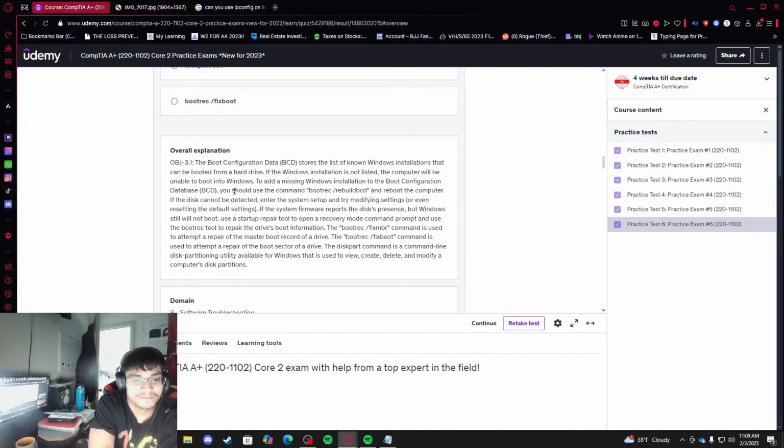If the system firmware reports the disk presence, but Windows still will not boot, use the startup repair tool to open the recovery mode command prompt and use the bootrec command to repair the drive's boot information. The bootrec /fixmbr command is used to attempt to repair the master boot record of a drive. The bootrec /fixboot command is used to attempt to repair the boot sector of a drive.